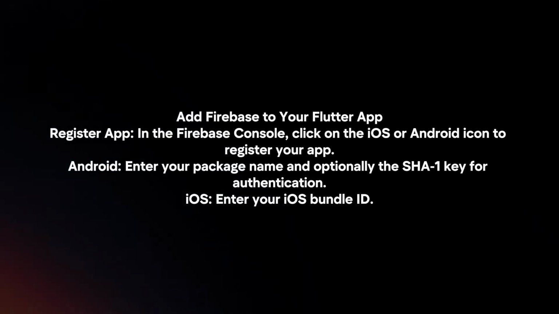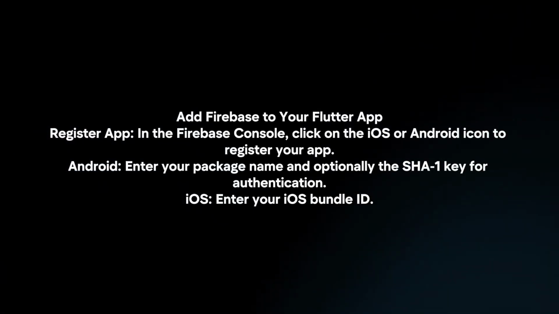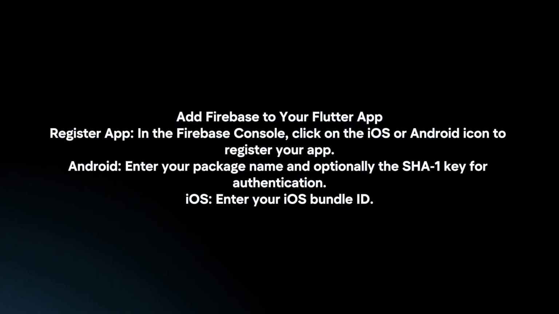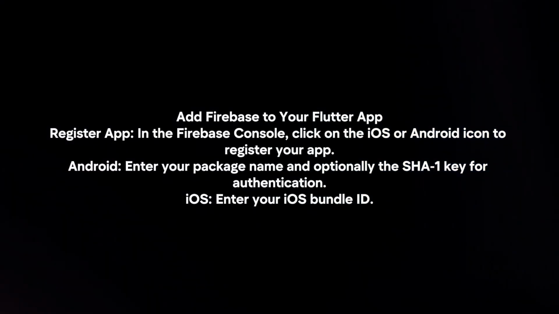Add Firebase to your Flutter app. Register app. In the Firebase console, click on the iOS or Android icon to register your app. Android: enter your package name and optionally the SHA-1 key for authentication. iOS: enter your iOS bundle ID.